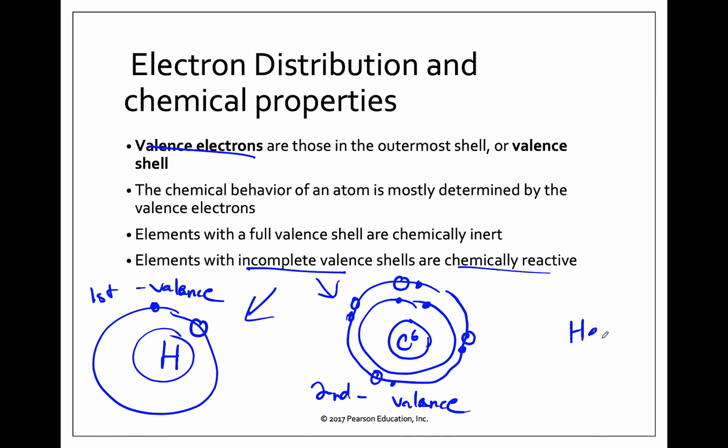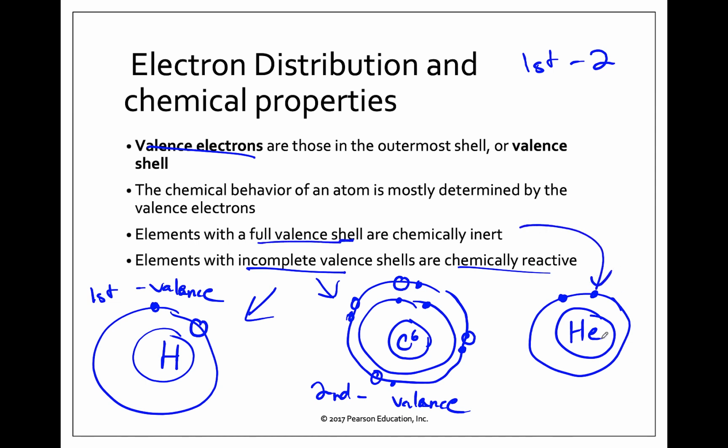Something like helium, there's its first shell. It's got 2 electrons. Remember, that first shell can only hold 2. So that outer shell is full and it doesn't have any extra electrons to go into a second shell. So it's at full valence shell. So this is going to be chemically inert.